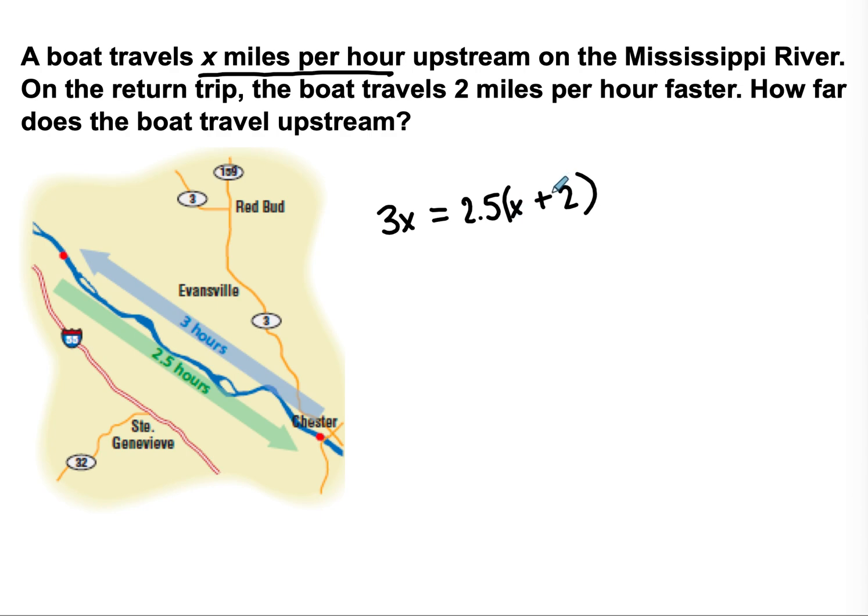Okay, so now I have my equation. I just need to solve it. So I'm going to start with distributive property. 2.5 times X is 2.5X. 2.5 times 2 is 5, equals 3x. All right, now I'm going to get rid of my 2.5x by subtracting.